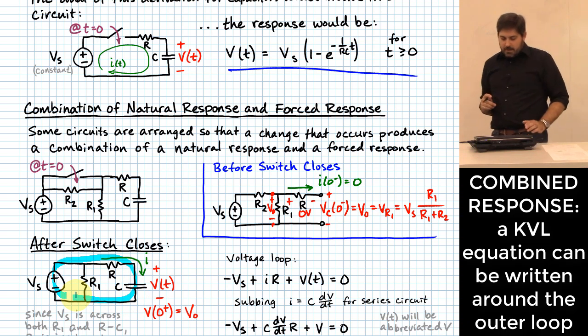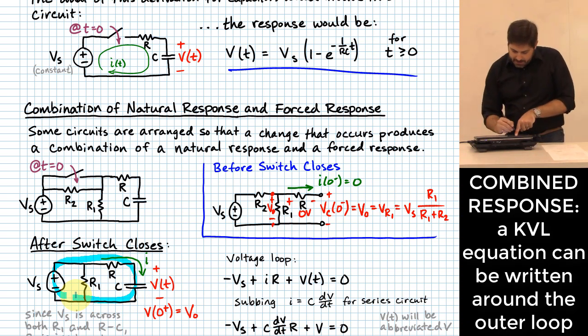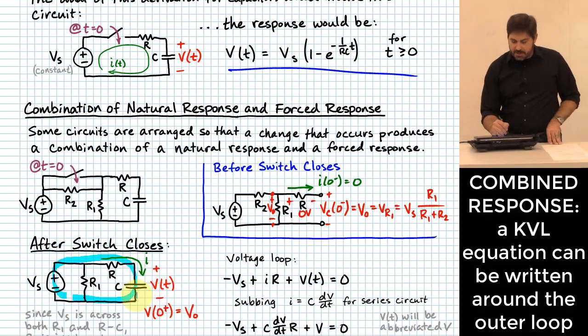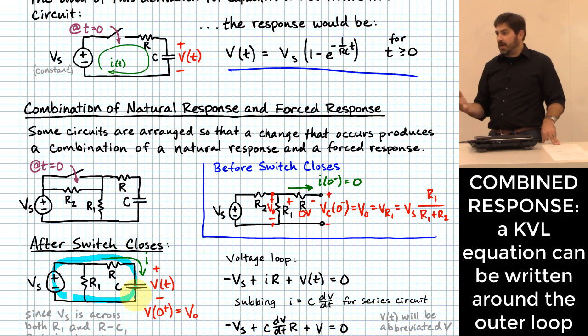Okay? And when I did that, we can look at the voltage on the source being minus Vs. Then I have the voltage across R, which is just going to be equal to the current through R times the resistance value itself. And then I'm going to add the voltage across the capacitor, which is the thing I'm trying to analyze. That's what I'm trying to figure out, is what is this voltage across the capacitor going to be as a function of time.